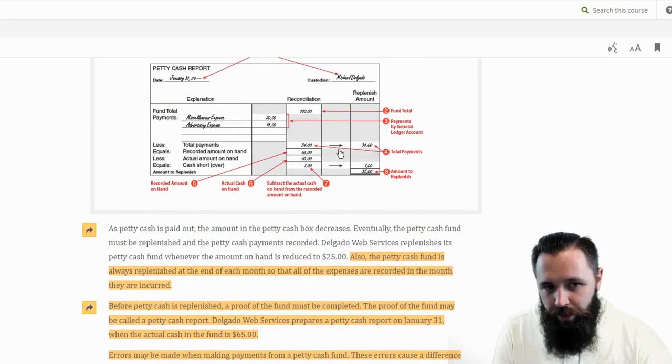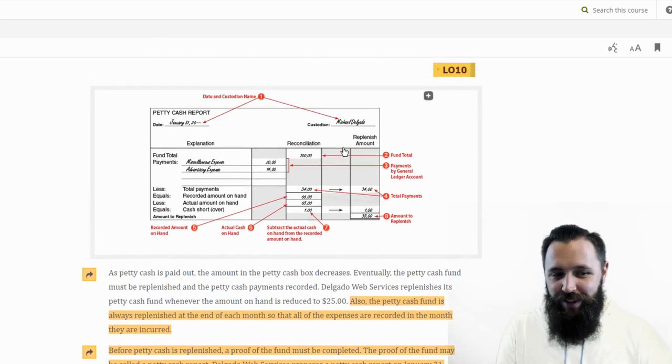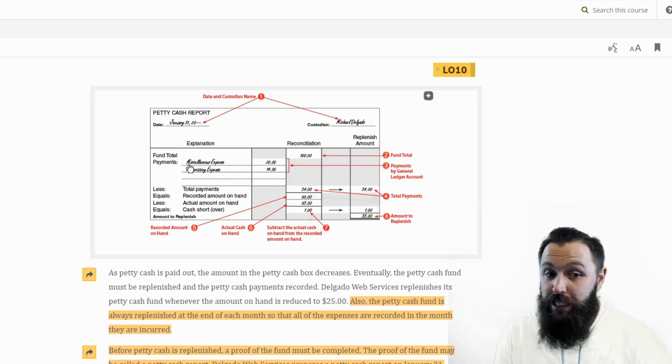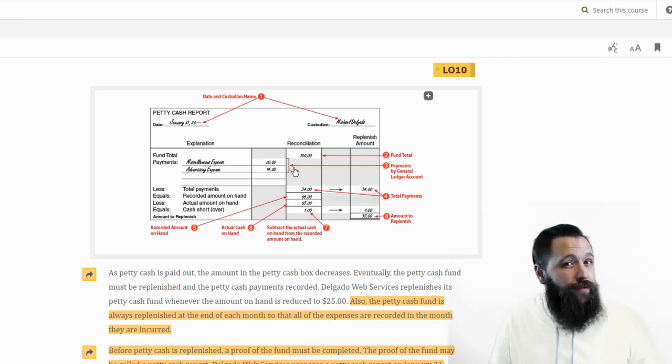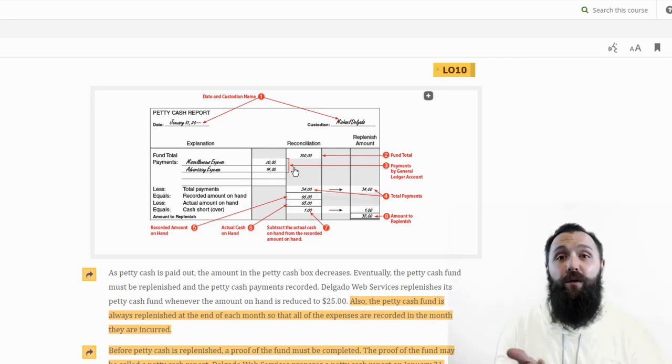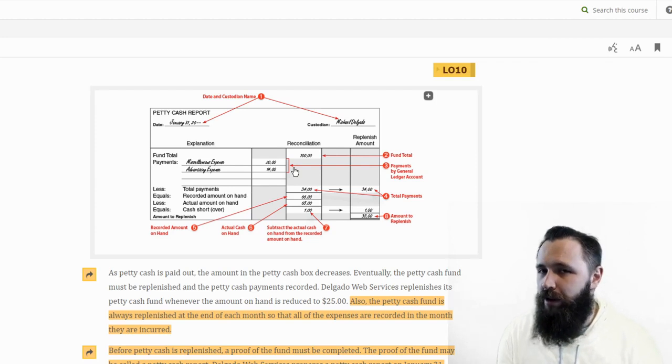And what we need to do is go in and prove that the cash is correct in the petty cash box. And then we need to record any expenses that we paid out of that petty cash box. So you can see here we had miscellaneous expense and advertising expense. We're going to need to record that because it's at the end of the month. And then we physically go into that box and count all the cash. And we see how much we are supposed to have in that box and how much we really have in that box. That's what we're trying to determine here.